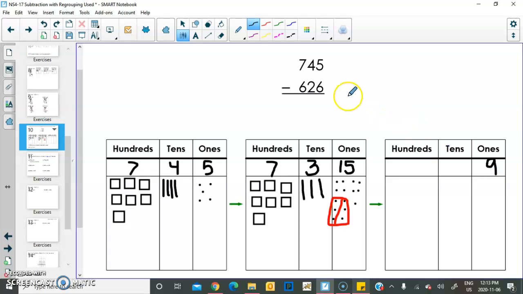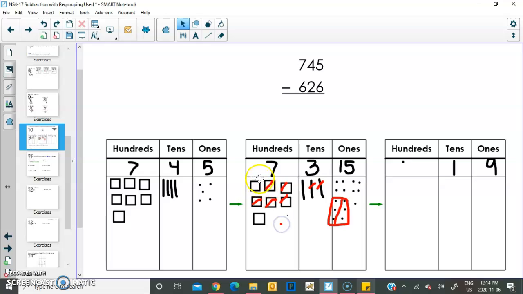Now for the tens, we have 3 tens minus 2 tens. So we need to cross off 2 tens. How many tens do we have left over now? Good, 1. And we still have 7 hundreds minus 6 hundreds. So let's cross off 6. Oops. 6, there we go. So how many do we have left? Good, we have 100 left.